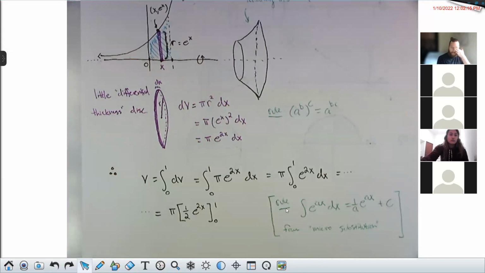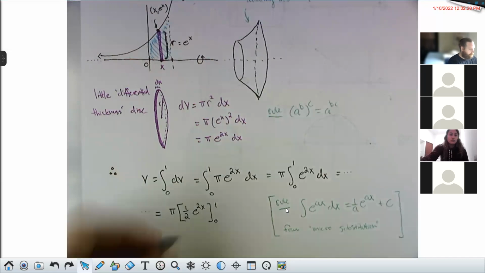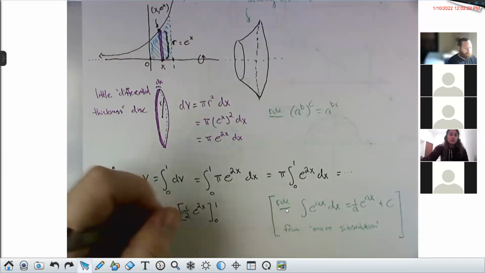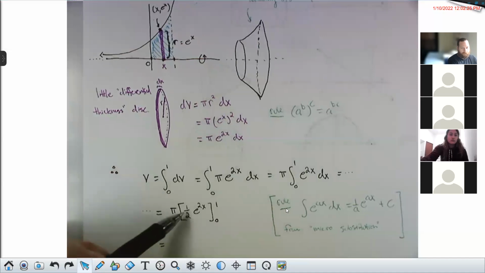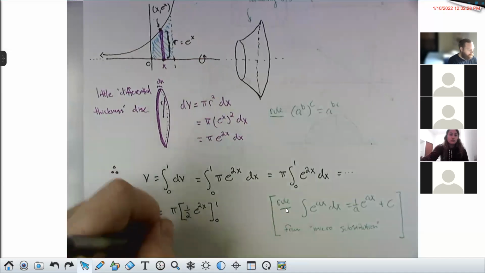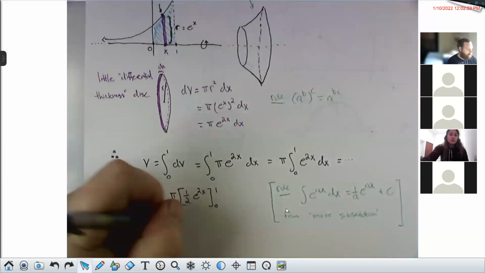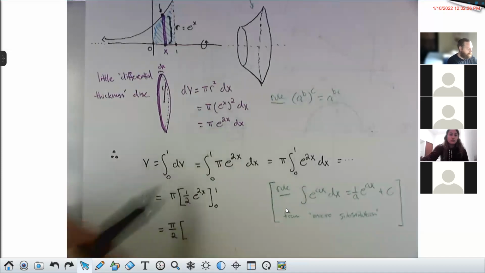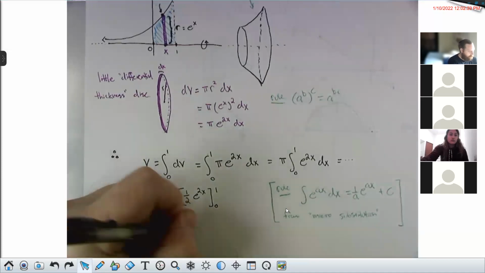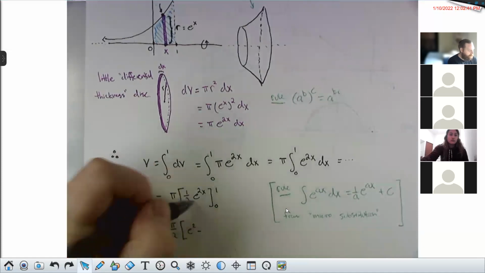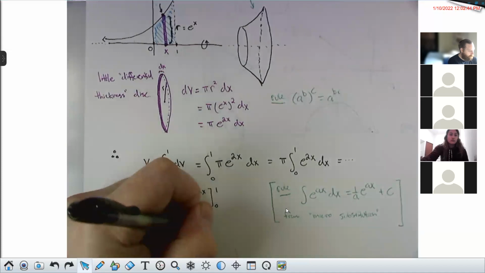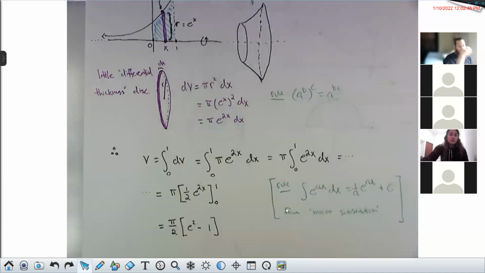Now we've done all the hard work. We've even done the integral. All we need to do is evaluate between bounds. I can pop this 1/2 out. We talked about that last time, how constants can pop out of the evaluation bracket. That will make life a little easier. This becomes pi over 2, pi times 1/2. And then I'm just evaluating the e to the 2x piece between 0 and 1. So that's e to the 2 minus e to the 2 times 0, which is e to the 0, which is 1. So this is pi over 2 times e squared minus 1. That is the volume of this solid.